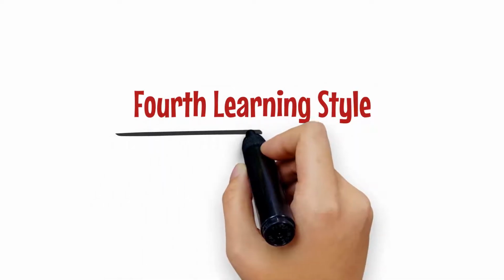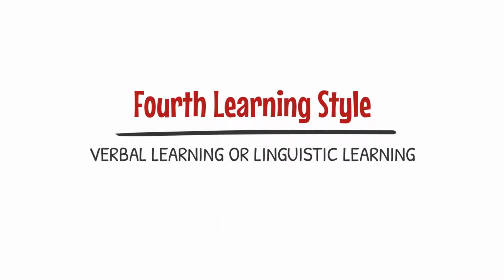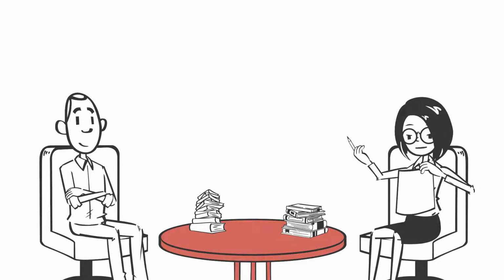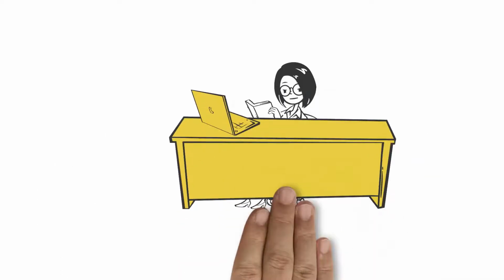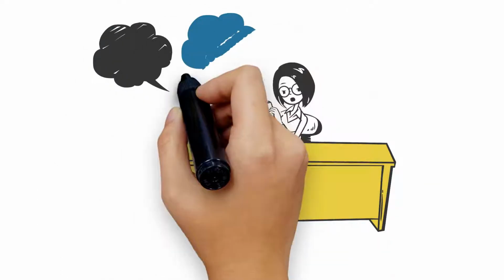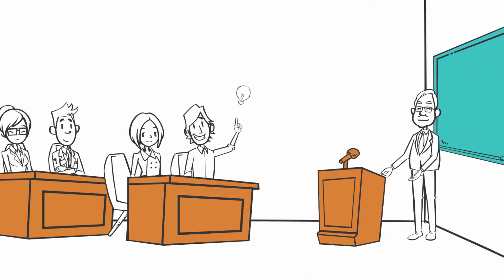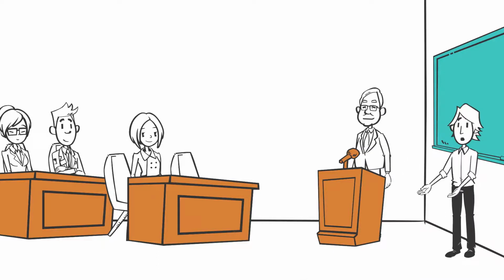The fourth learning style is verbal learning or linguistic learning. Children who use this style of learning like to talk a lot. Verbal learners benefit greatly from the spoken and written word, and teachers should thus attempt to facilitate learning opportunities in which students get to share ideas and have debates with each other or present something in front of their peers.